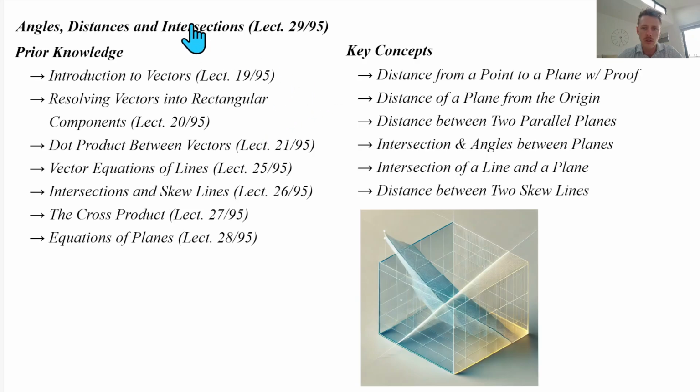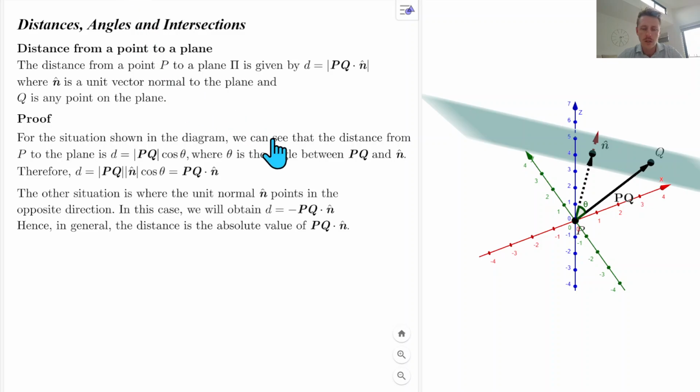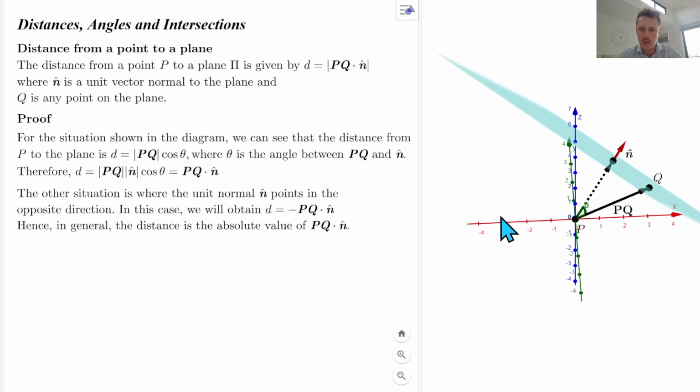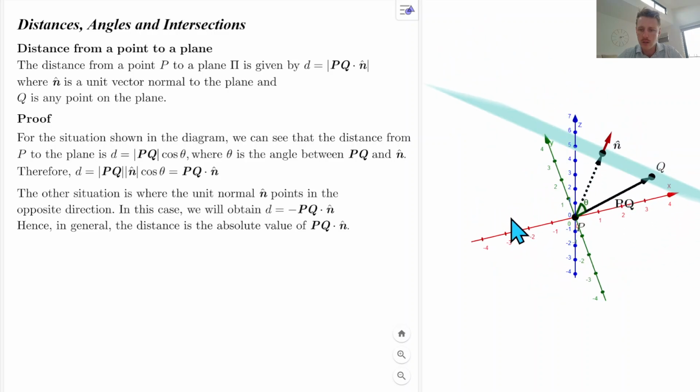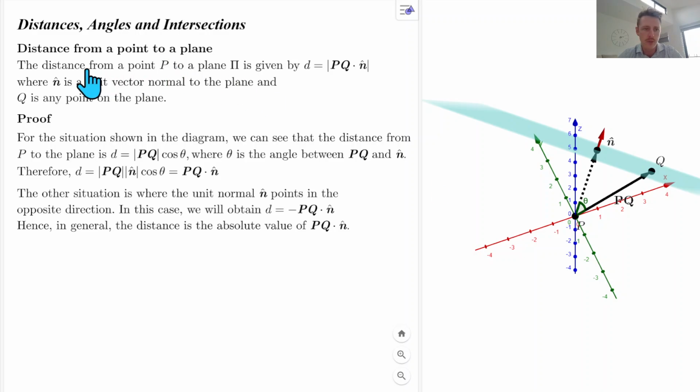The first thing we're going to look at is the distance from a point to a plane. And let's see if we can make some sense of it. Over here, we've obviously got this diagram going on. We'll explain what that's all about in a moment. So the distance from any point to a plane is calculated as follows.